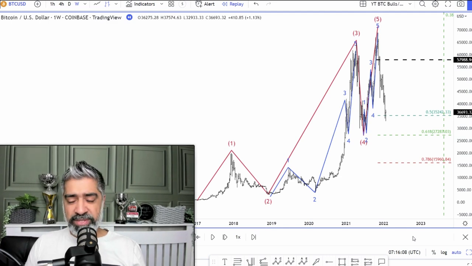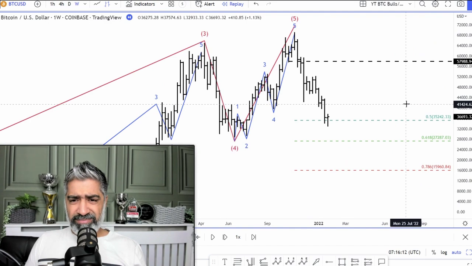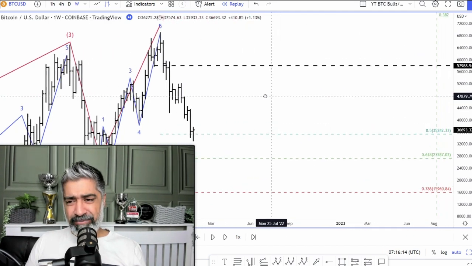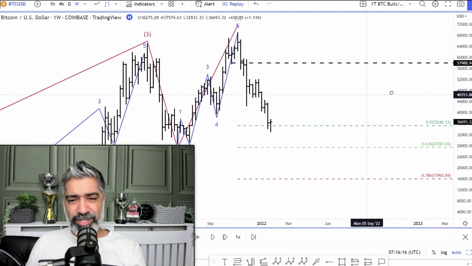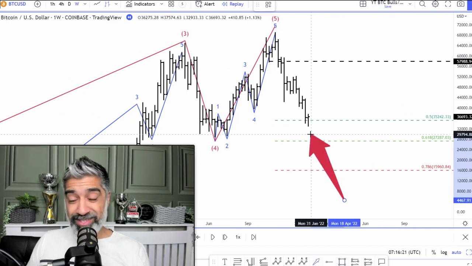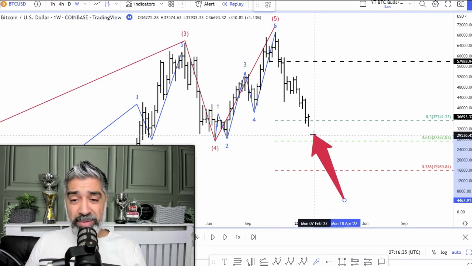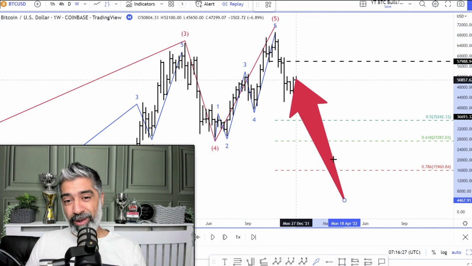Boom, we hit the 50% retracement. But it's nowhere near the time, right? It's nowhere near. Would this be a complete correction? I go unlikely. It's probably just the first leg of the correction. Why? Because it's just not been long enough, right?